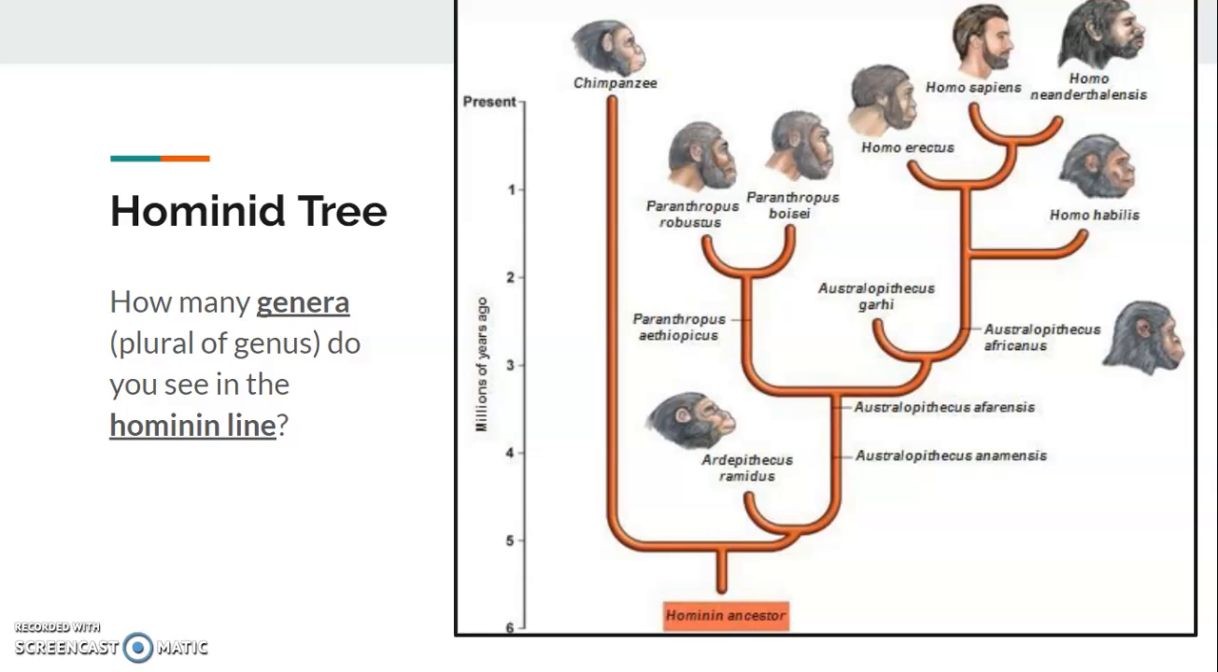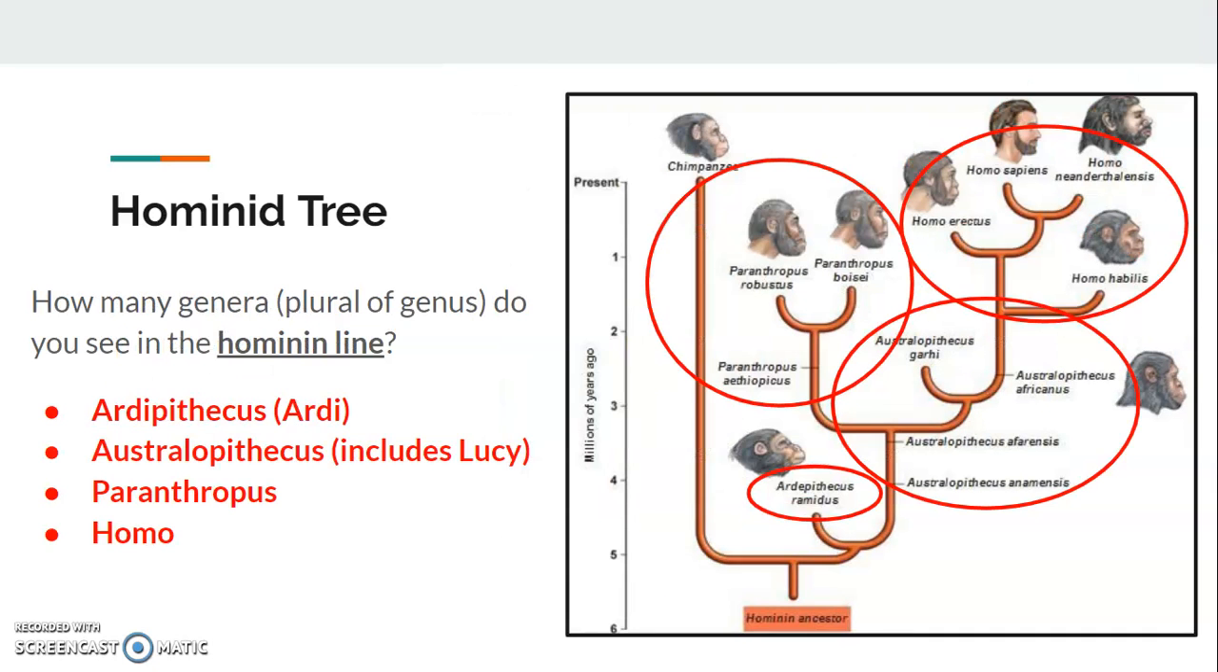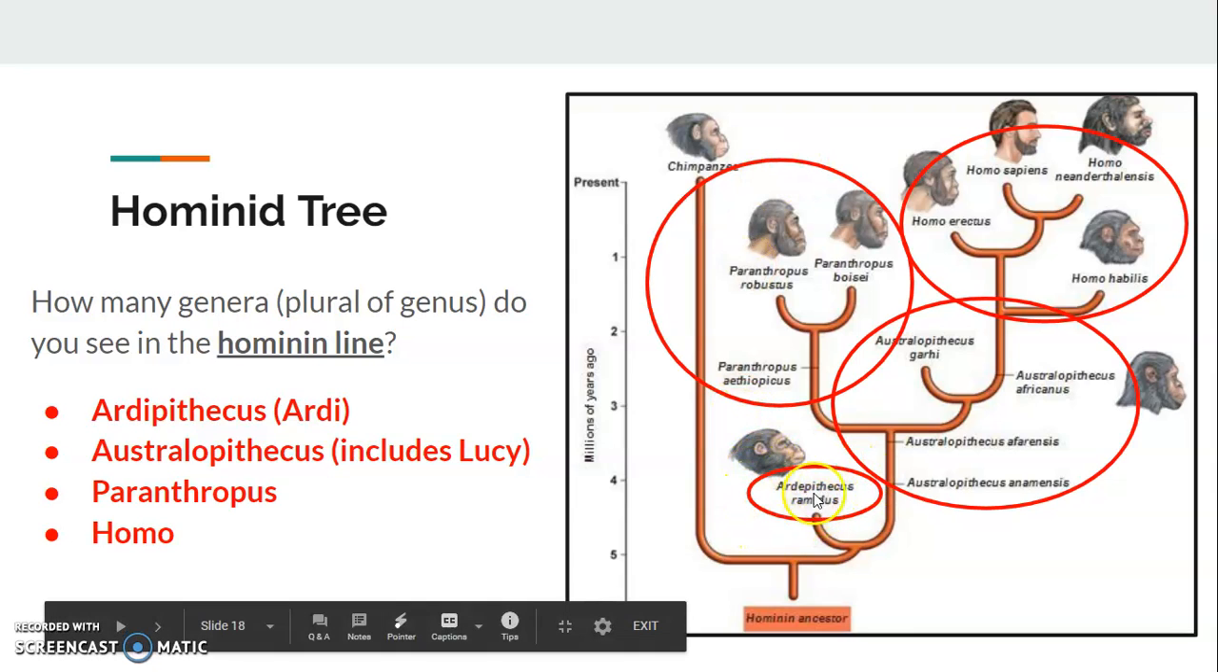How many genera, this is the plural of genus, so the first word in a species name, do you see in the hominin line? So again, have a pause, have a think, and the answer is 4. So if we look at the first word, we've got this branch of Ardipithecus. Now there is more than one species.